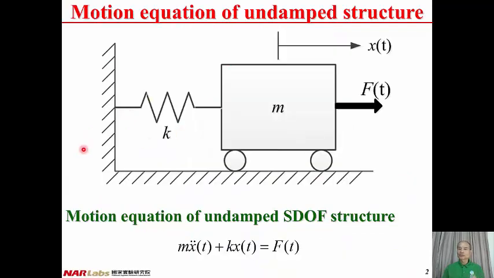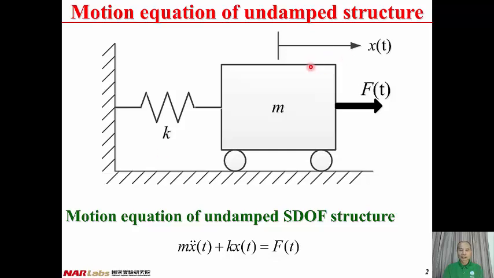A single degree of freedom structure can be modeled by mass m and stiffness k. This structure has no damping, therefore it's called undamped structure. M is the mass of the structure, k is the stiffness of the structure, f is the external force on the structure, x is the displacement of the structure. Because it's a single degree of freedom structure, the displacement can be described by just one variable, x(t).